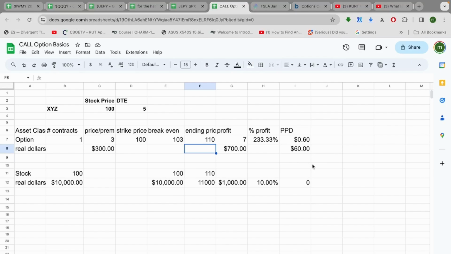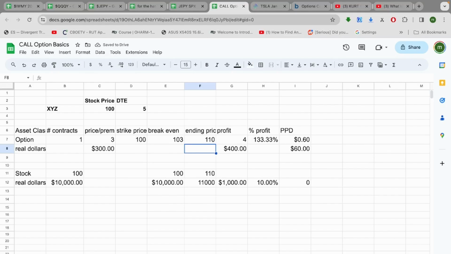There's advantages and disadvantages to each, but you can think of buying stock as buying something, and you could think of buying an option as renting the stock. And you aren't even really renting the stock, you're renting the upside above 100.